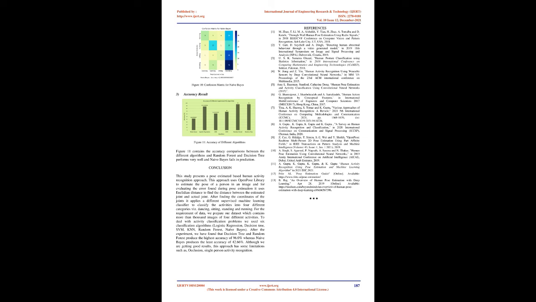For the requirement of data, we prepared our dataset which contains more than 1,000 images of 4 different activities. To deal with activity classification problems we used 6 classification algorithms: Logistic Regression, Decision Tree, SVM, KNN, Random Forest, Naive Bayes. After the experiment, we have found that Decision Tree and Random Forest produce the highest accuracy of 96.0%, whereas Naive Bayes produces the least accuracy of 42.66%. Although we are getting good results, this approach has some limitations such as occlusion and single-person activity recognition.